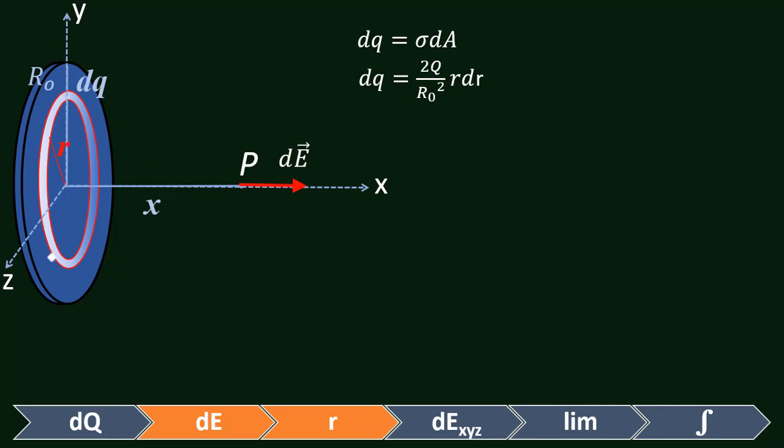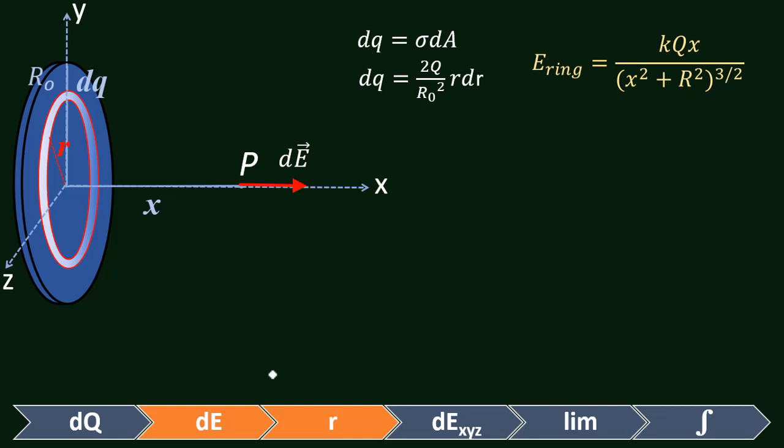Well, we saw that the ring charge creates an electric field that is along its center axis, away from the ring charge. So here is our dE vector created by this dq. But how do we write dE? Well, we have to remember what the electric field of a ring charge was: kqx over x squared plus r squared to the power 3 over 2.